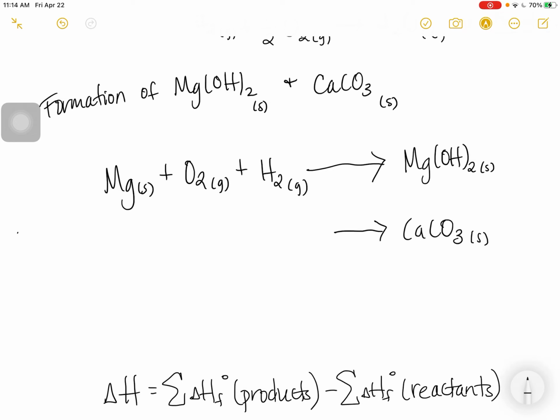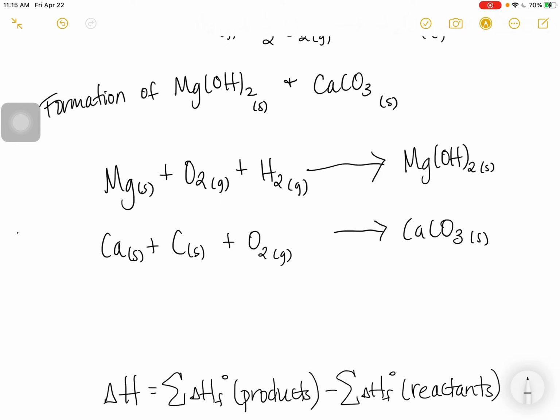The calcium carbonate, we do in a very similar manner by saying what are the elements that make up calcium carbonate: calcium, carbon, and oxygen. And all we have to do again is think about what are their standard states. So calcium is a solid, carbon is a solid, and oxygen, of course, is a diatomic as a gas.